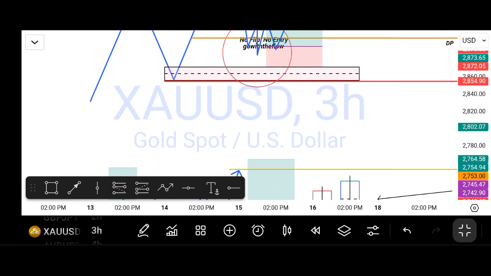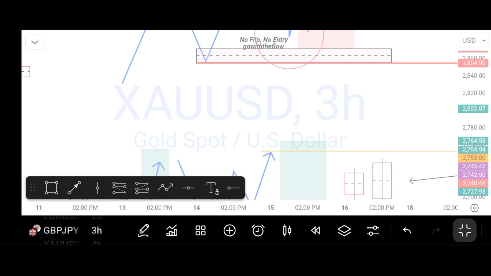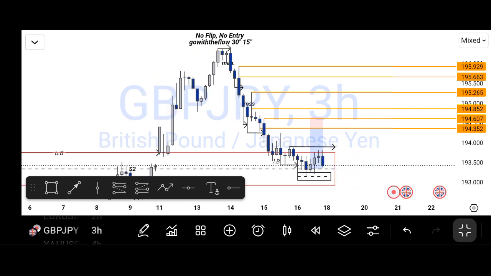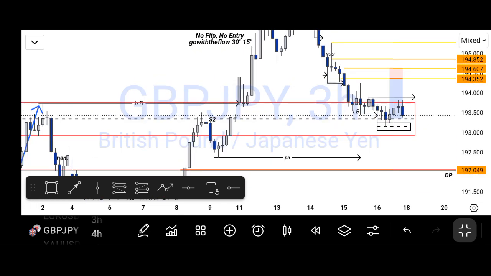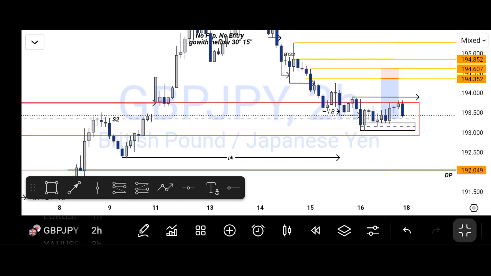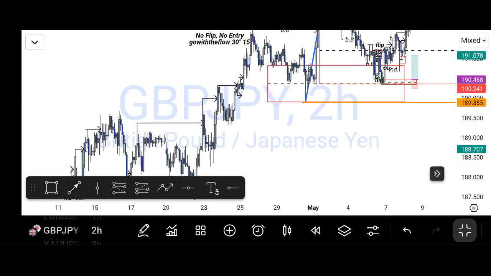So I will now show you examples on some of the pairs that I took, trades I took, for you to know how this is done. So we'll first of all look at GBP, JPY. We'll use the 2 hours time frame. There's an entry I took on this GBP, JPY last week. So yes, so this is it.